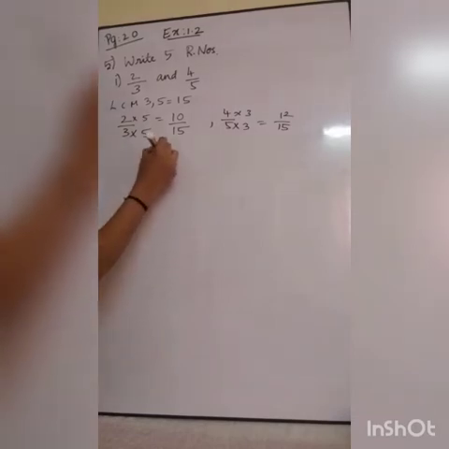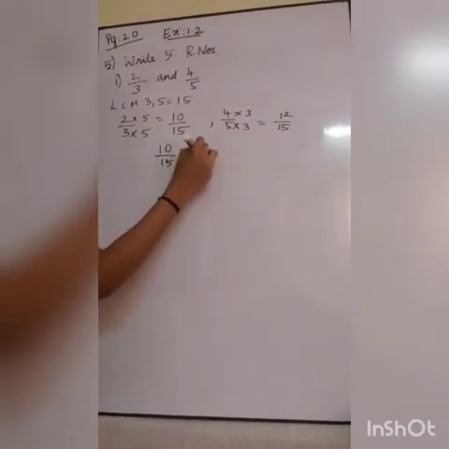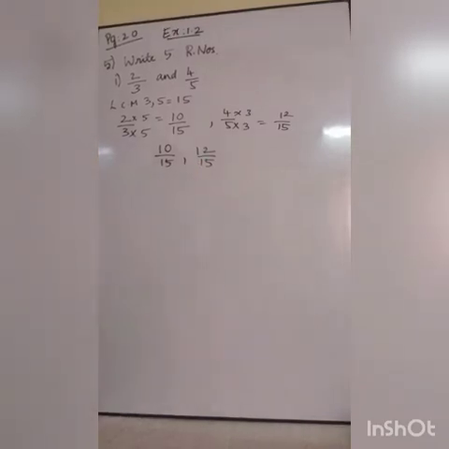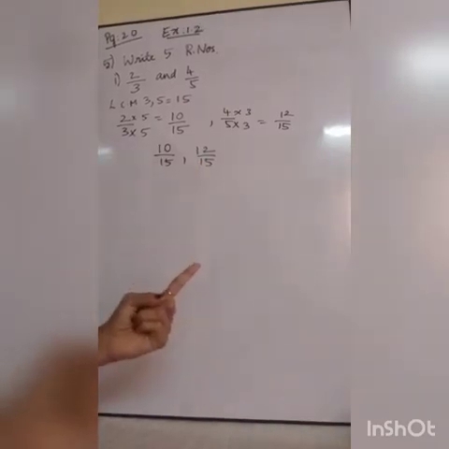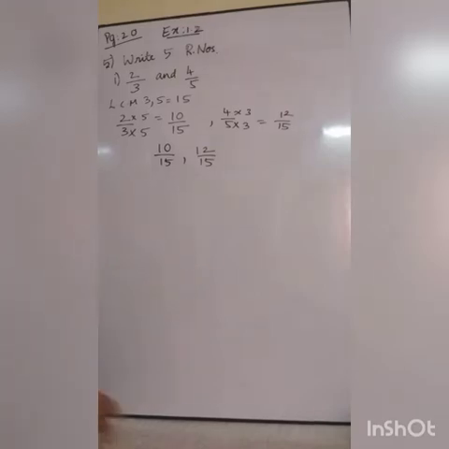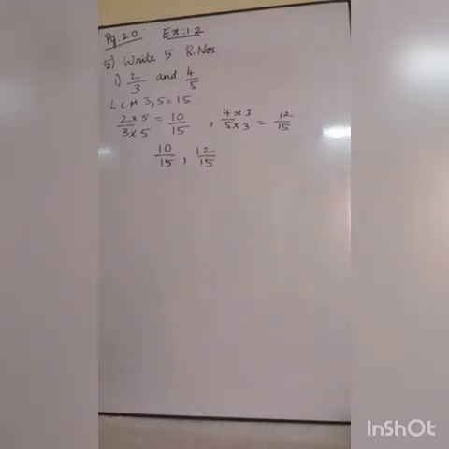So what are the rational numbers? 10 by 15 and 12 by 15. So what is the rational number between 10 by 15 and 12 by 15? Only one rational number we are getting, which is 11 by 15. So we can't find the remaining 4. So what I told you, the last method we have discussed now.